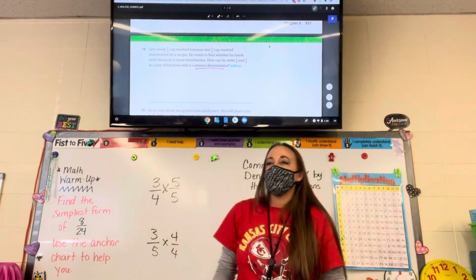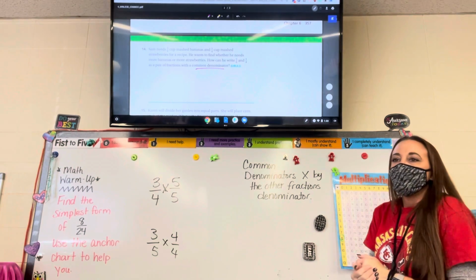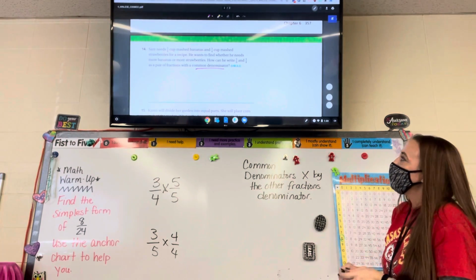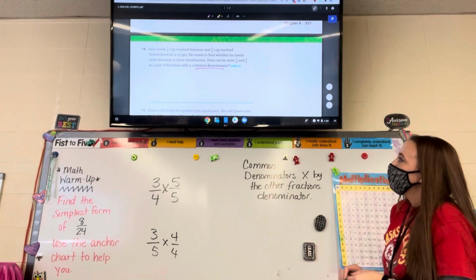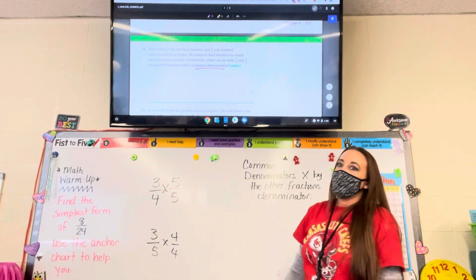Do you see the words that I underlined on number 14? What did I underline? Common denominator. So guess what? You find the common denominator.